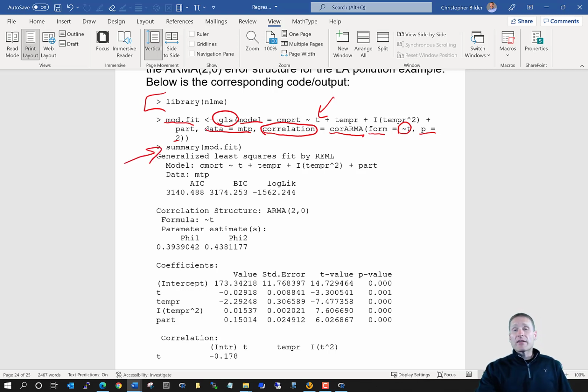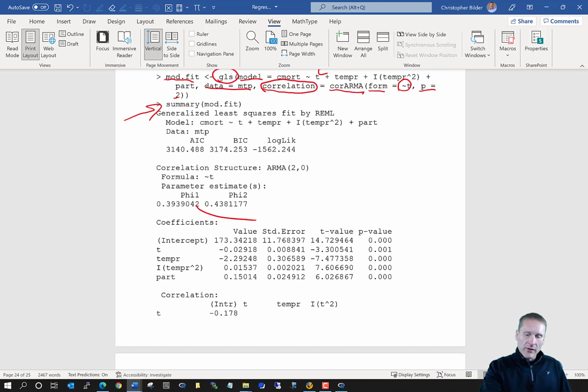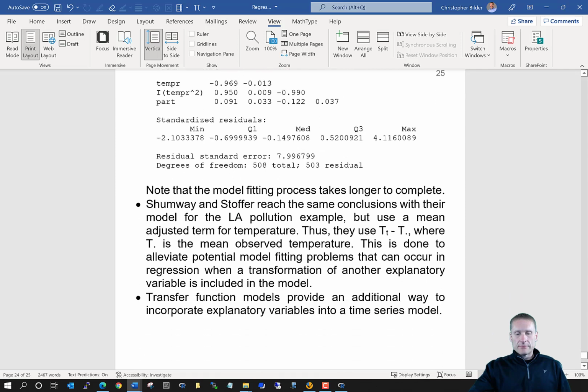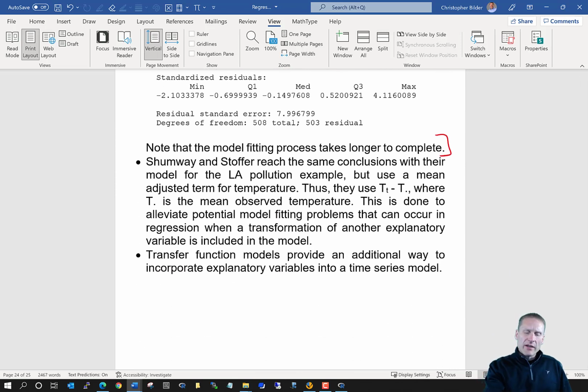Then I can summarize the fit using the summary function, and this is what we get. So for example, here's phi hat 1, here's phi hat 2, and again, here's beta hat 0. These parameter estimates are very similar to what we get with the arima function as well. Do note that the model fitting process does seem to take longer than the arima function. When I run this code, my model fitting results do not immediately return to my screen in the R console window.